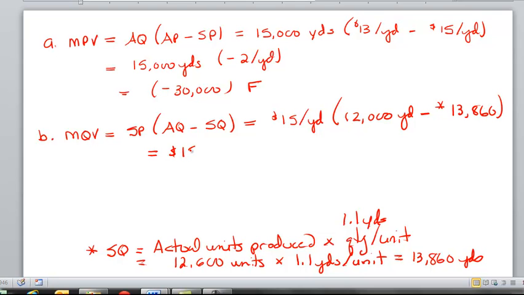So I get $15 per yard times the difference, again a negative difference here, of 1,860. Yards cancel out, and I'm left with a negative 27,900 favorable variance.